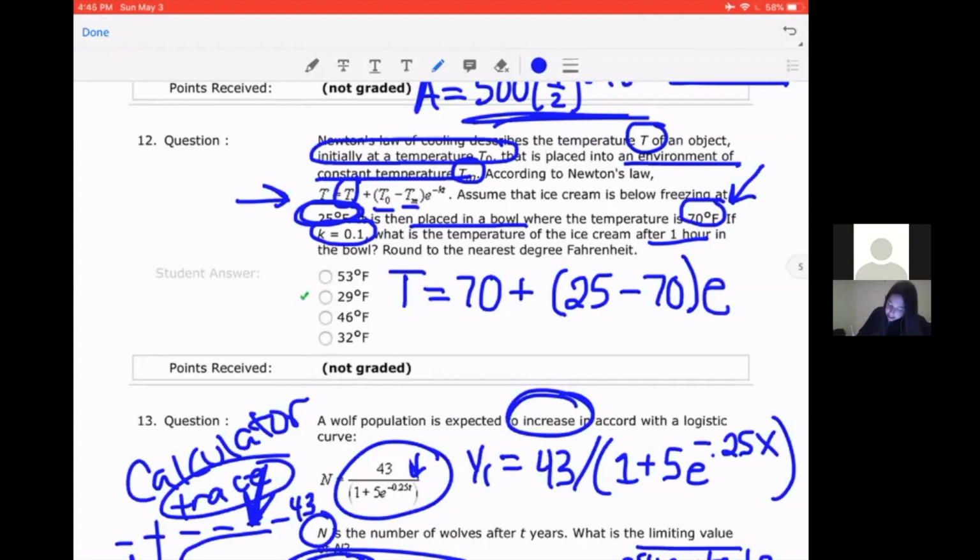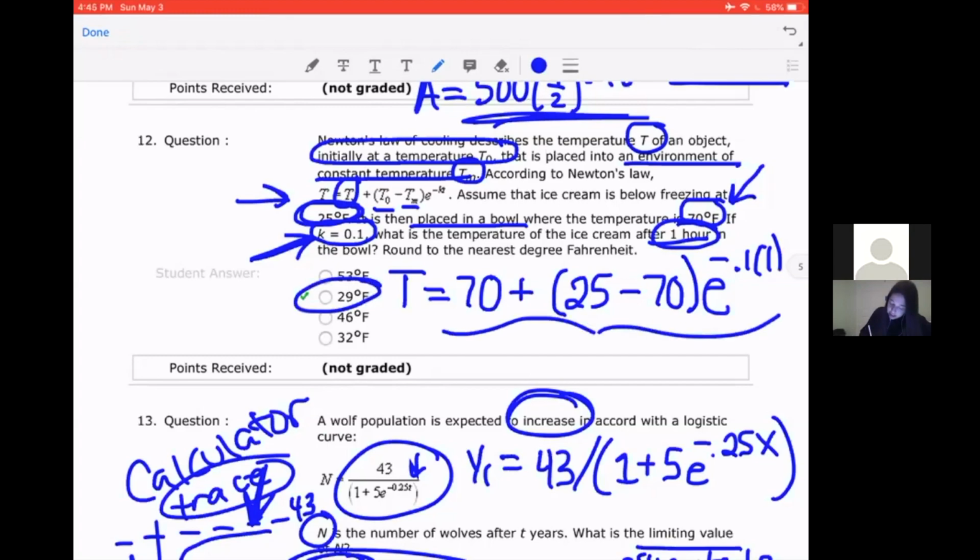Then I have times E to the negative. I'm told what K is. K is 0.1. So to the negative 0.1, and then T is the time. What is the temperature after 1 hour? Okay, so there for time, I'm just going to put 1 hour. And once I go ahead and put all of that, that's how I end up with 29 degrees. So notice, guys, all of this is just putting this into the calculator. All right, it's just reading the problem, understanding what they're asking you. What does T sub 0 represent? What does T sub M represent?